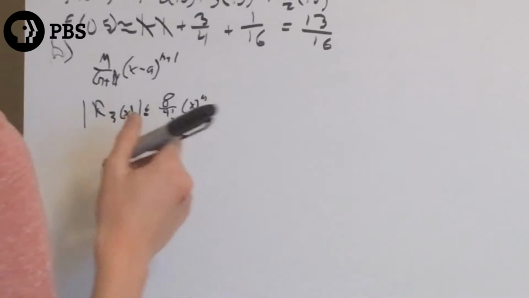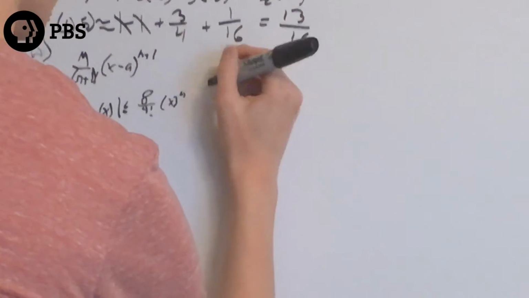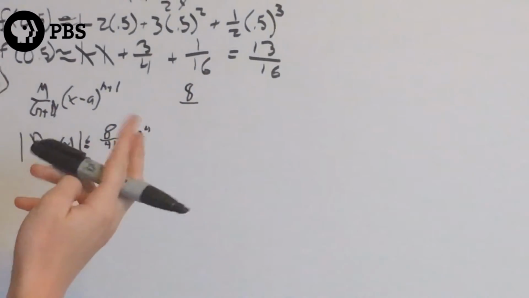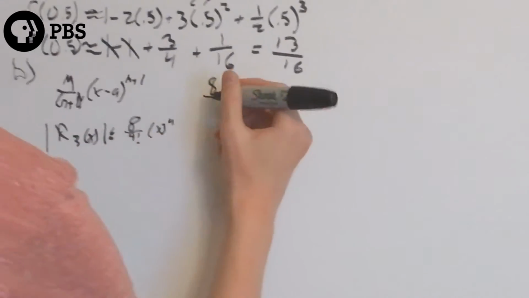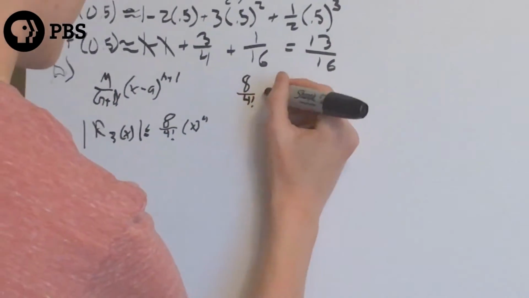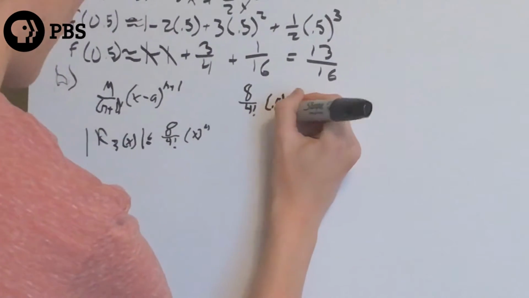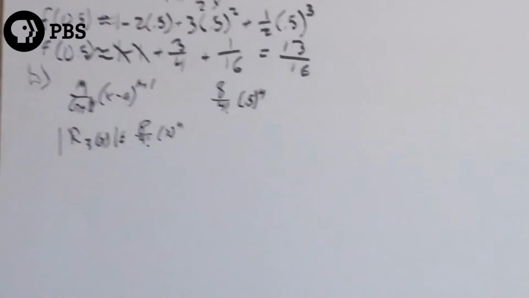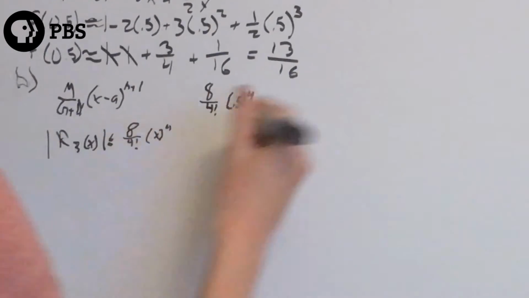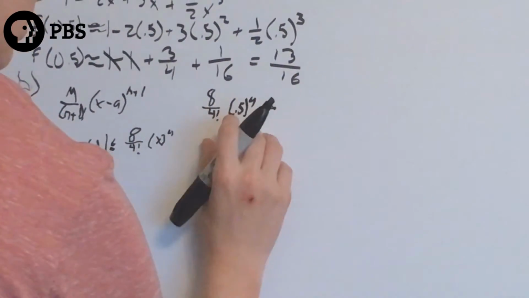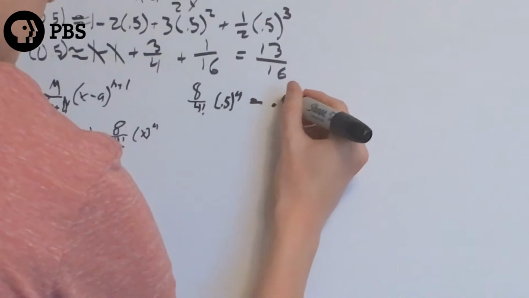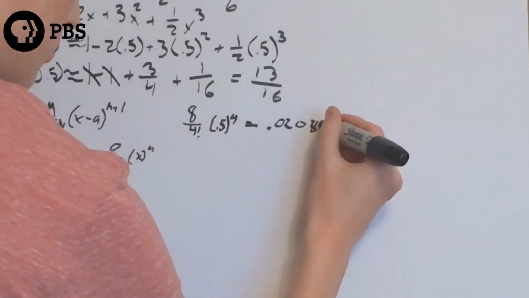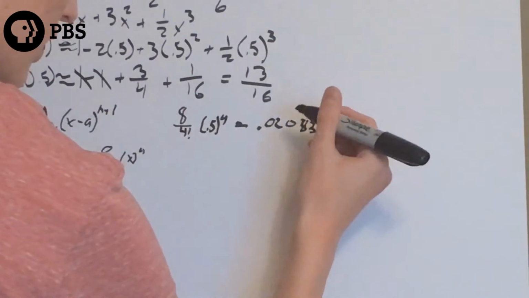So now we're going to plug in 0.5 for x. We're going to be using a nice titanium black marker for this one. You're going to see that our equation is going to equal 0.02083 repeating.